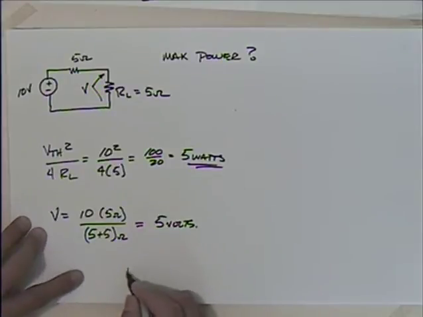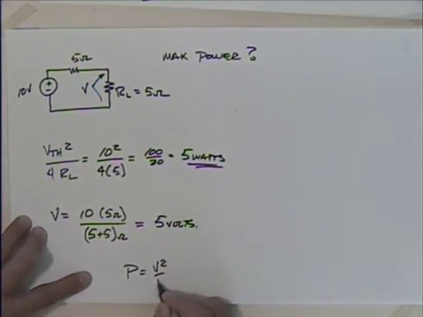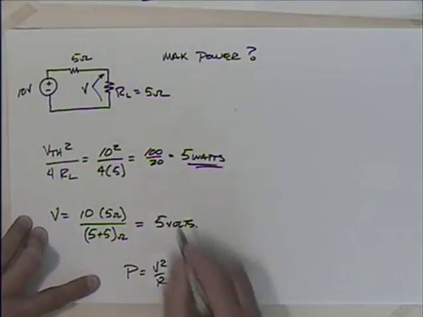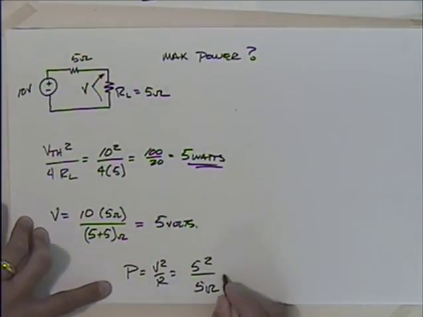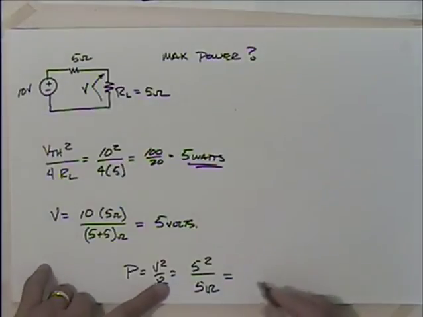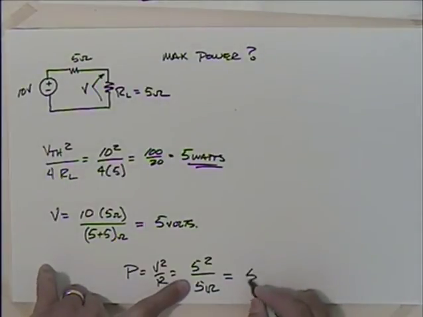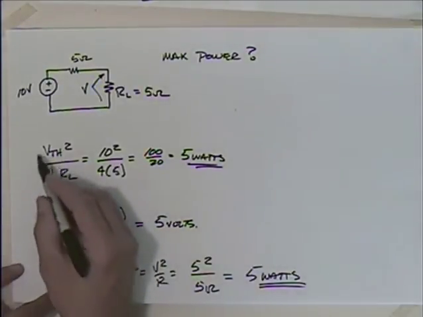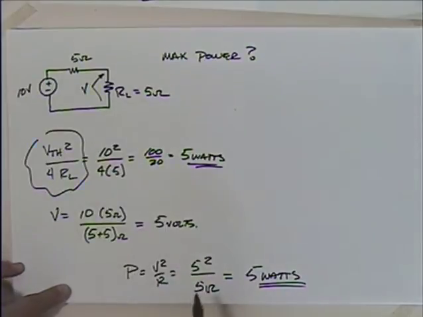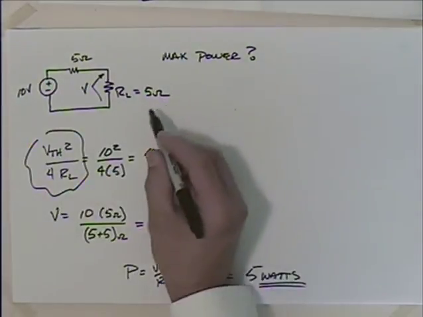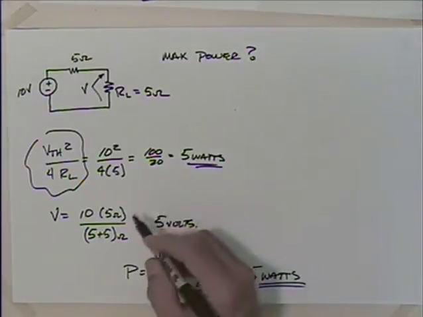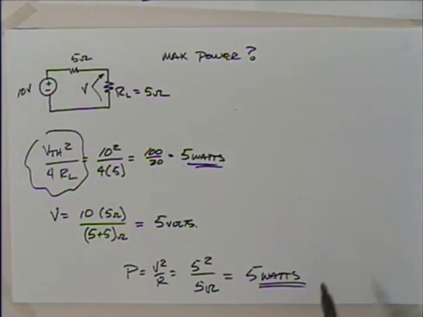So then I could really just say that power is equal to V squared divided by R. So we have 5 squared divided by the resistance, 5 ohms. So what do we come up with? 25 divided by 5, that must be 5 watts. Okay, so nothing wrong with remembering this. I think it's probably just easier to remember the concept that the load resistance is equal to the Thevenin resistance and then do the quick circuit analysis to get the power.